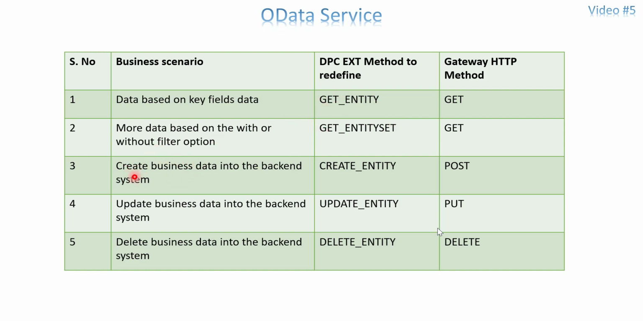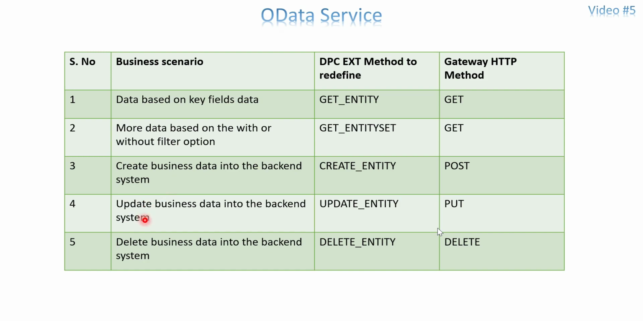And the third one, I want to create data, maybe a sales order or a purchase order. Based on the user input, we have to create documents in the backend system. For that, we have a method called create entity. These are generic names; based on your project, the method names could be different. To trigger this method from the gateway, we have an HTTP method option called POST. Once you use POST and the URI from the gateway, it will automatically call the create entity method.